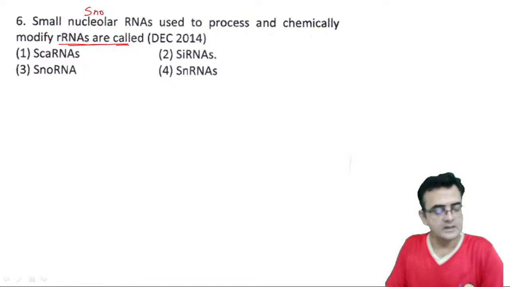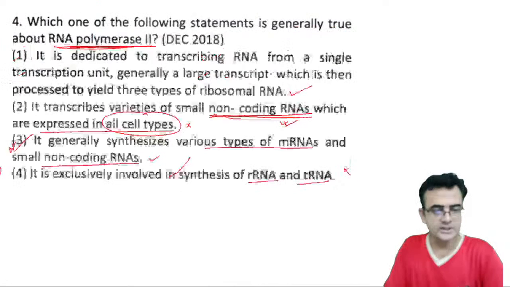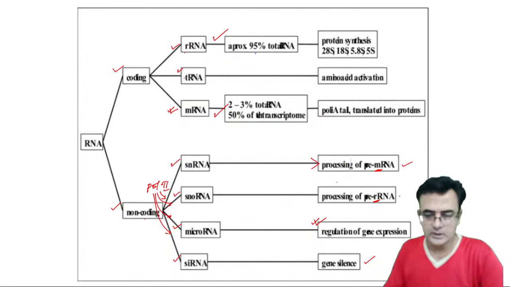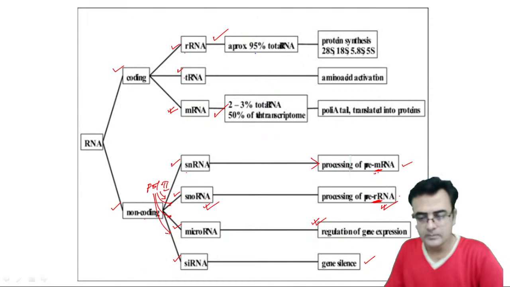Okay, see, again you come back to the table. So what they are asking: which of the following RNA is responsible for the modification of the rRNA? They are talking, right? So you come back to the table and see here. We have snoRNA here, processing of the rRNA. snoRNA is responsible for the processing of the pre-rRNA into the rRNA, whereas the snRNA is responsible for the processing of the pre-mRNA, right?